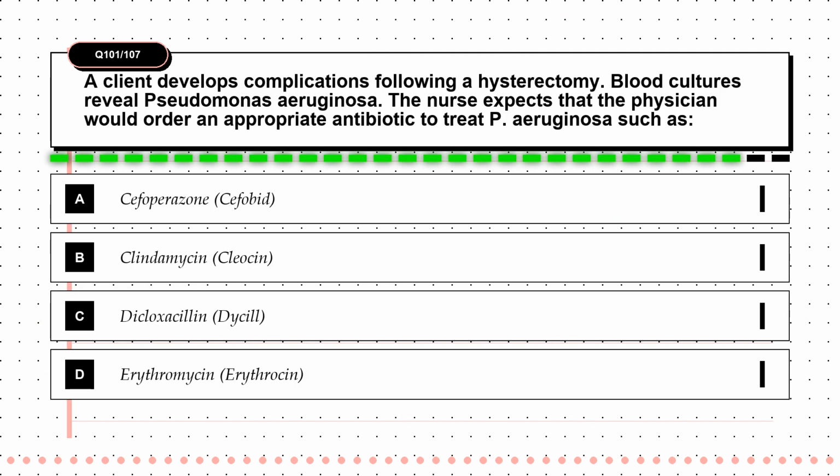Question 101. A client develops complications following a hysterectomy. Blood cultures reveal Pseudomonas aeruginosa. The nurse expects that the physician would order an appropriate antibiotic to treat P. aeruginosa, such as, here are the options. Option A, cefoperazone, Cefobid. Option B, clindamycin, Cleocin. Option C, dicloxacillin, Dynapen. Option D, erythromycin, Erythrocin.